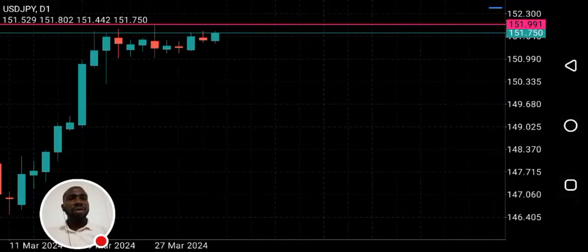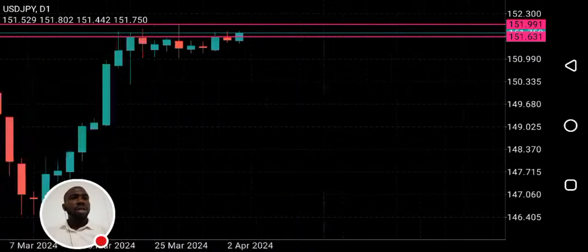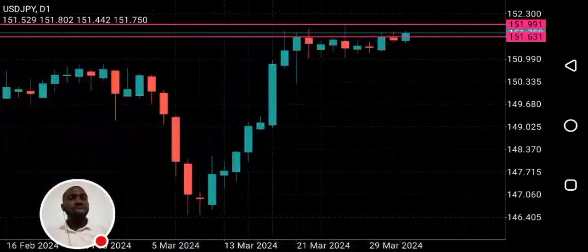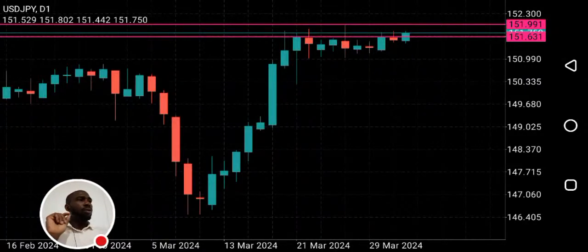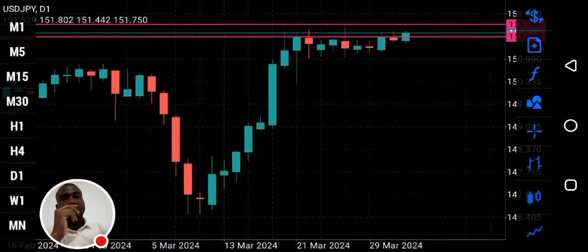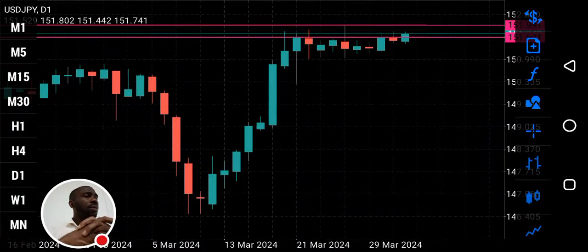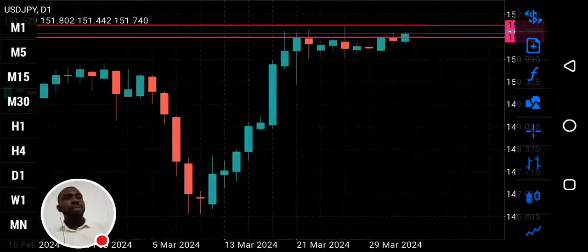You can see price is currently above this range. So the bulls are in control right now on USDJPY. Is there any other pair I want us to look at? USDJPY is bullish. GBPJPY is bullish.